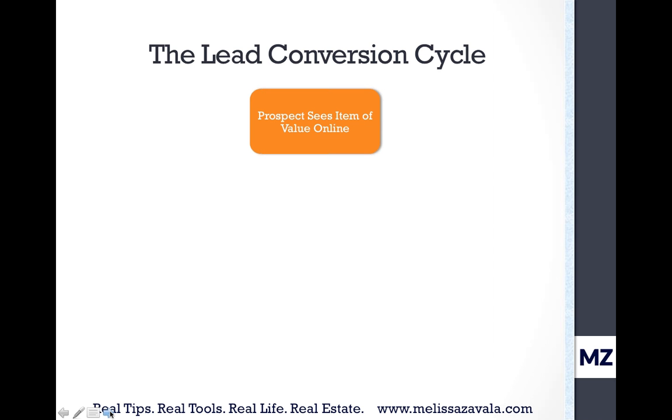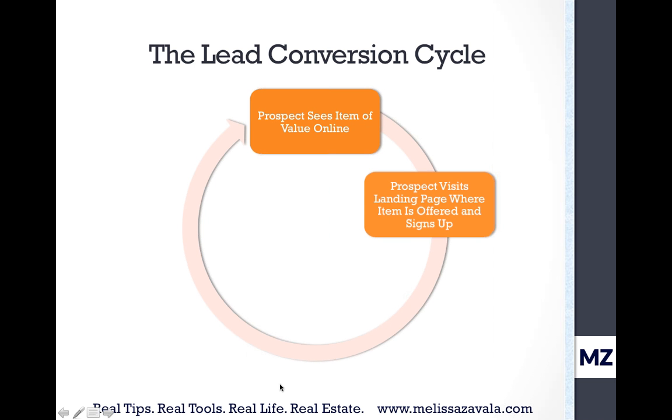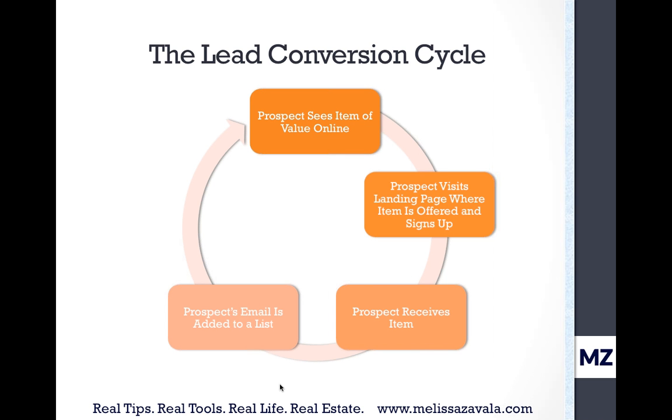So prospect will see the item of value that you're offering online. Let's just say it's an ebook about how to do a loan modification. They're going to visit the landing page where the item is offered, and they're going to sign up. They're going to say, I want that ebook. And of course, they have to give their real email address, because the only way that they're going to get the free ebook is through email. Prospect receives the item, so they're going to get it in their email. Now, because this is all automated, that system has now collected the email address. And then the prospect's email is added to a list.